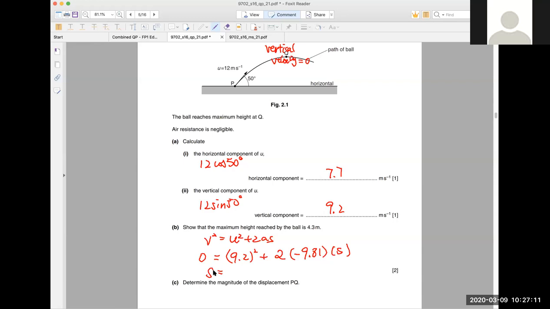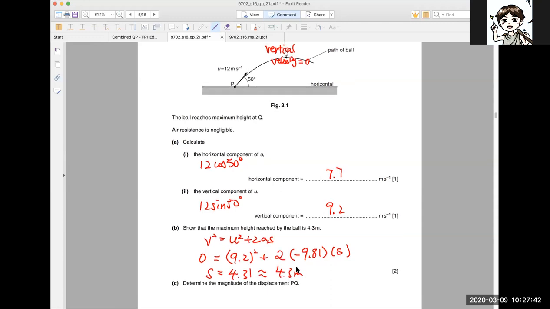It's 4.31, 2SF. So it's 4.31, and then you say roughly it is 4.3 meters.